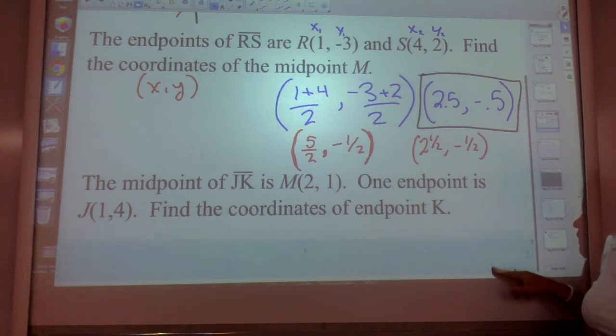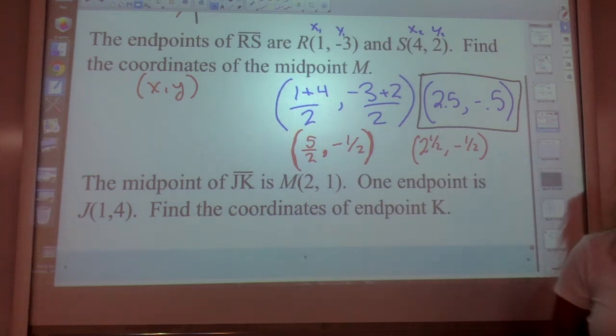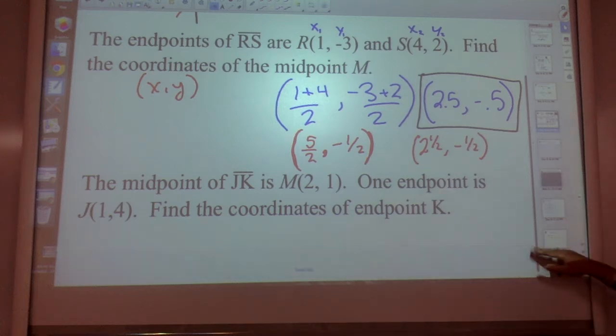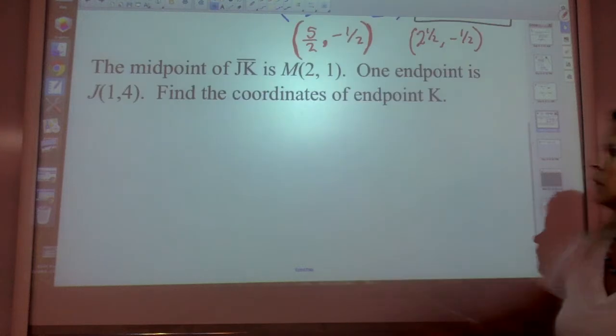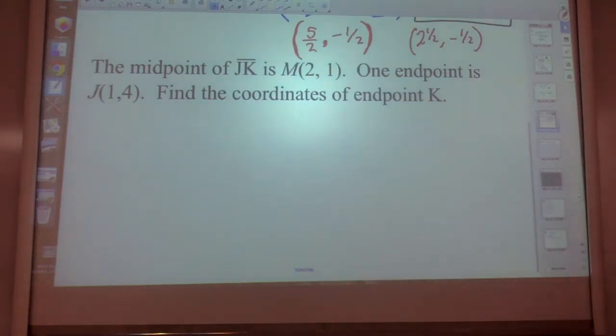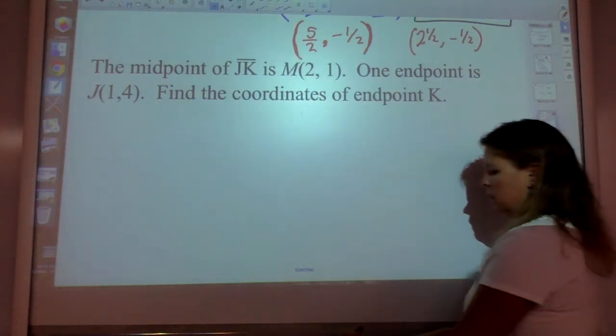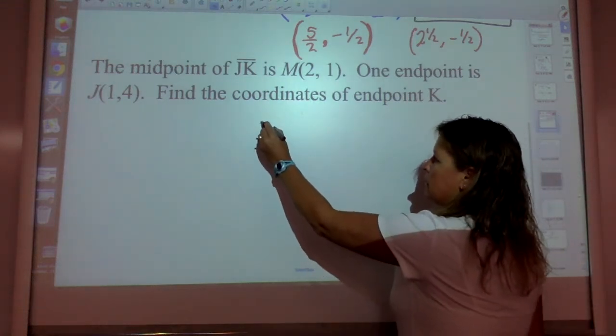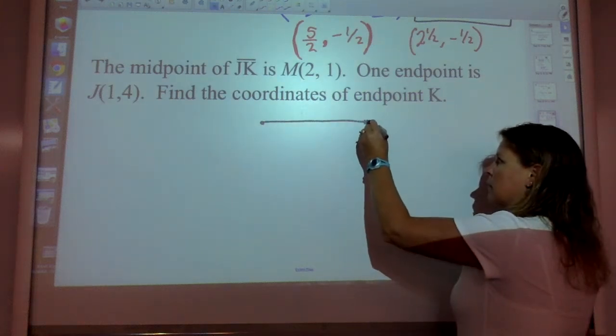Let's try it again. But look at the difference in how this is written. Go ahead and read through it, pause this, and write it down. Midpoint of segment JK is M at 2, 1. One endpoint is J. Find the coordinates of the other endpoint, K. Pause it to write this down, but then go ahead and draw a segment.